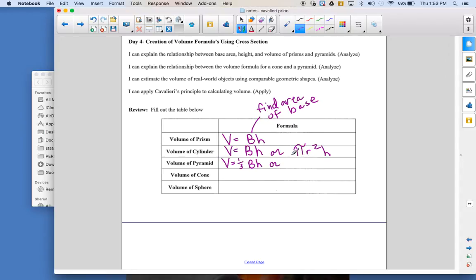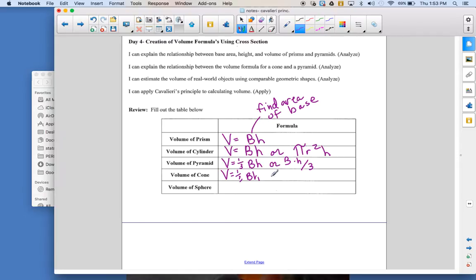Or what we can do, if you find this easier, find the area of the base, multiply times the height of the pyramid, and then divide that number by 3. After you enter this into your calculator, enter, then divide by 3. The volume of a cone is very similar to the volume of a pyramid. Looks like this: 1/3 the area of the base times the height. And the only difference is the cone always has a base that's a circle.